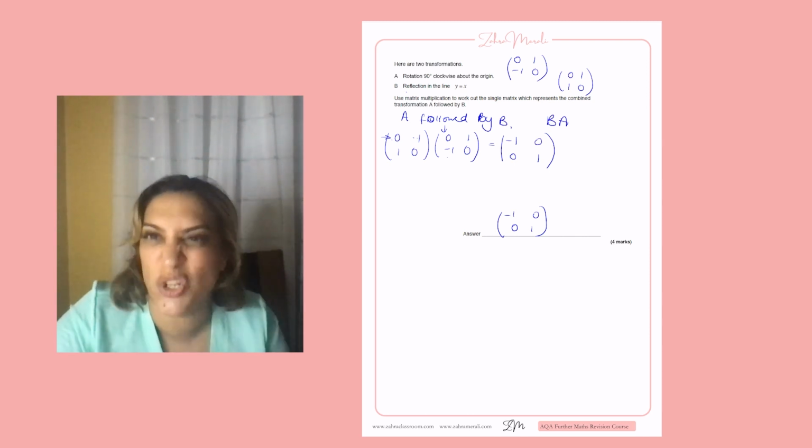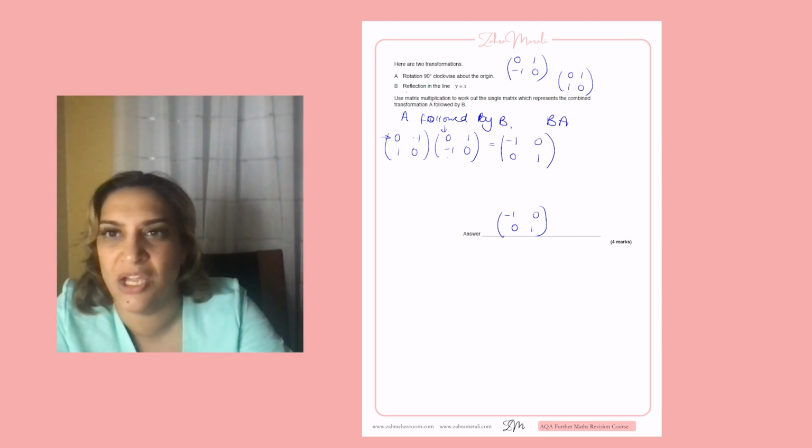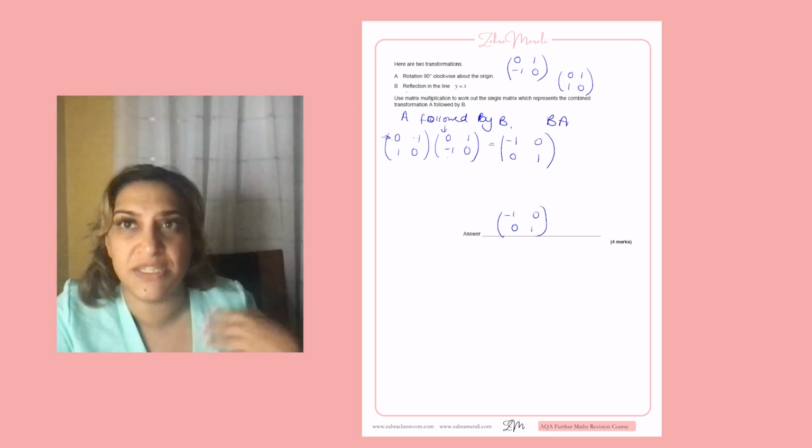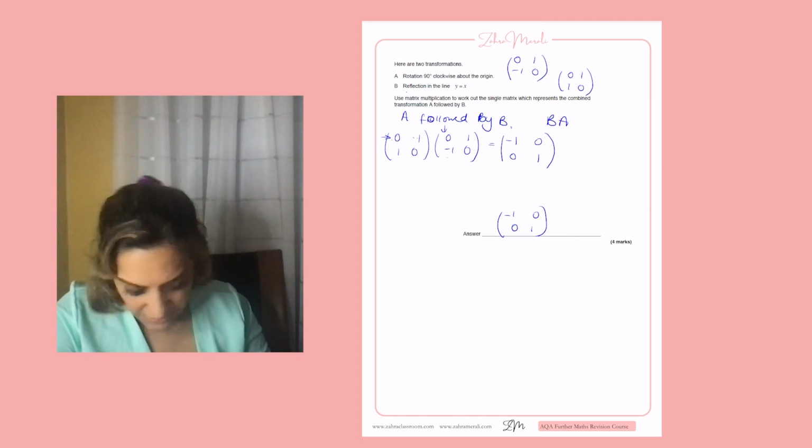Now say you'd forgotten what a reflection in the line y equals x looks like. There are different ways we can do that. So we're going to have a look at a few of them.